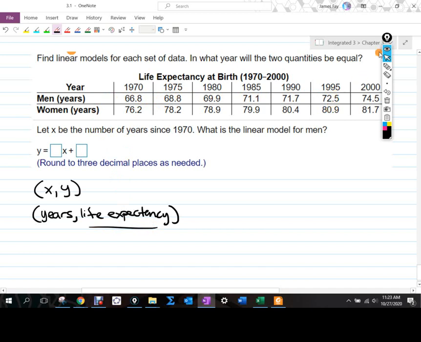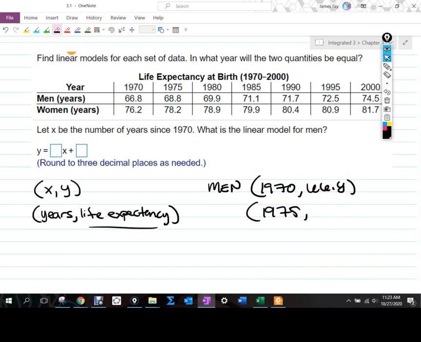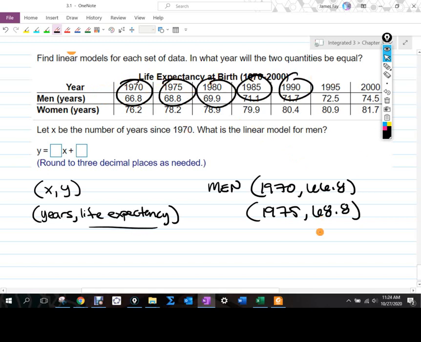Okay. So what they do here, if I'm talking about men right now, one ordered pair would be 1970, 66.8. And another one would be maybe 1975, comma, 68.8. And another one, 1980, 69.9, 1985, 71.1. Is everybody okay with that? Okay, so these two together are an ordered pair, those two together are an ordered pair, those two, and so forth.